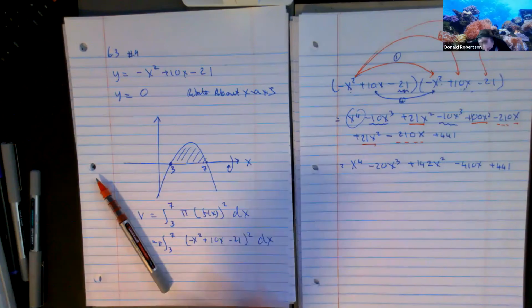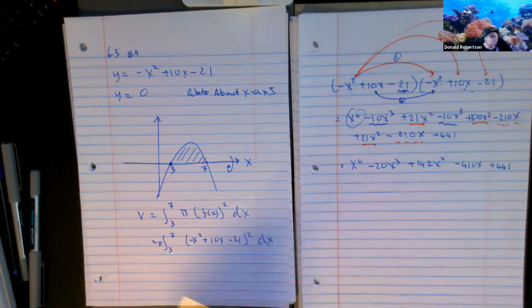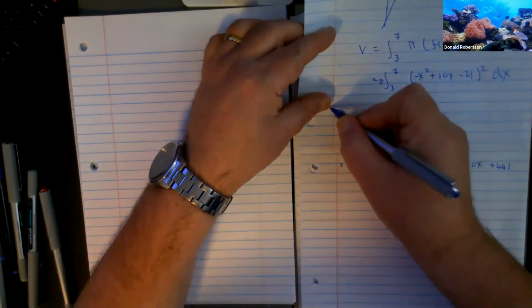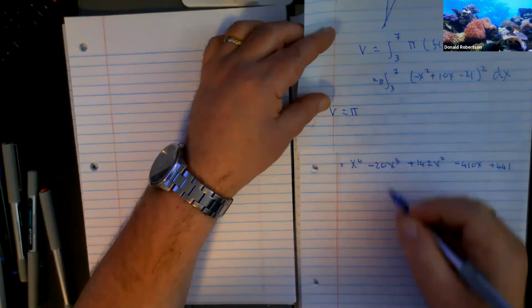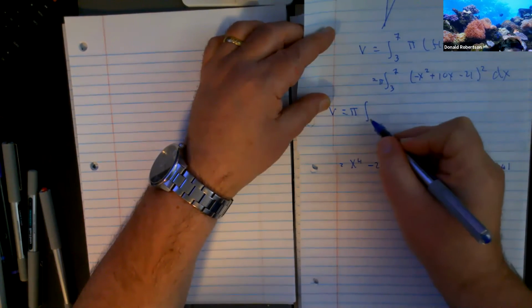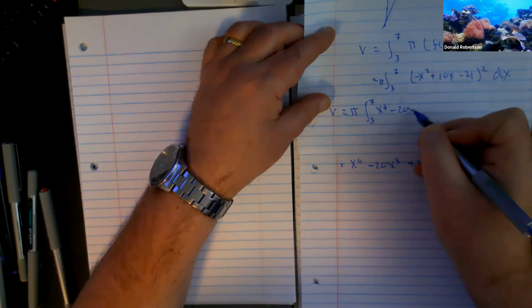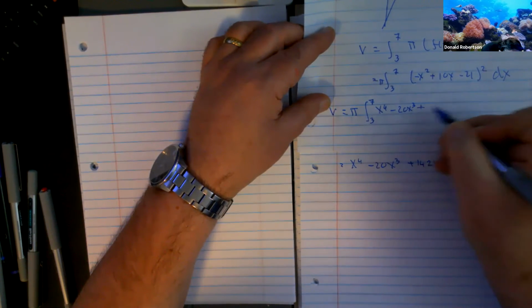That's a heck of a lot of work, but are you comfortable with what I needed to do? Yes. Right. So we now return to here, and our volume is going to be pi, the integral from 3 to 7 of all of these terms. Okay.